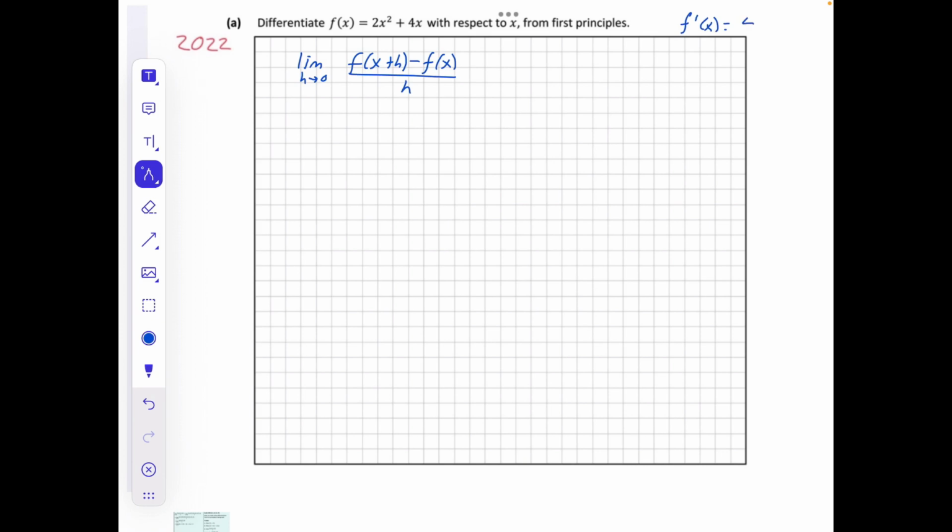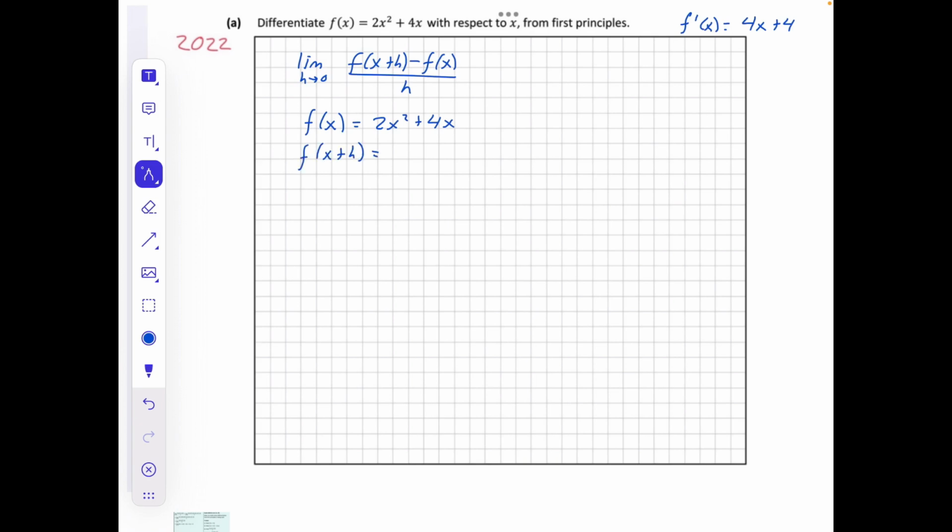What I am going to do up here in the top corner, I'm just going to make my little prediction. So f dash x should equal, we differentiate 2x squared, you'll get 4x, and differentiate 4x, you'll get plus 4. That's the answer I'm expecting at the end. So now, we know f of x is 2x squared plus 4x.